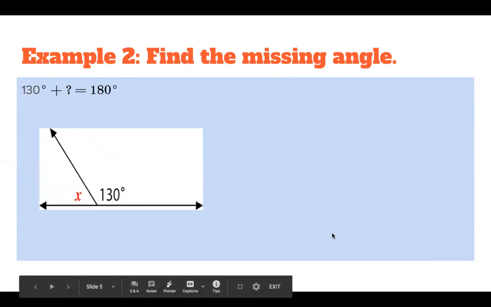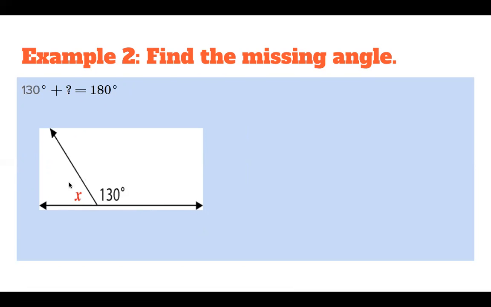Let's try another one. Here we have 130 degrees plus what would equal 180. Again, both of these angles added together are going to give me a straight line, 180 degrees, so that makes them supplementary angles. My first supplementary angle is 130 degrees, that big obtuse angle. I want to try to find the acute angle, that little small angle represented as x. Do you remember what to do? I'm subtracting, right? So make sure you subtract 180 minus 130 and see what you get. Try it right now.